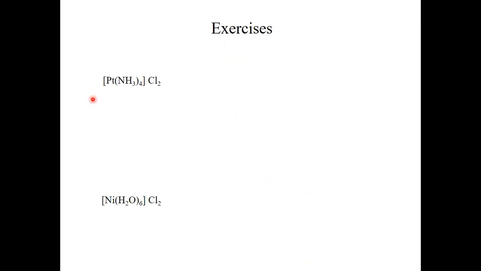All right, just a few exercises here as well. So we have here a [Pt(NH3)4]Cl2. So what would be the name of this? We have printed out the lecture notes in advance. Try not to look at them.